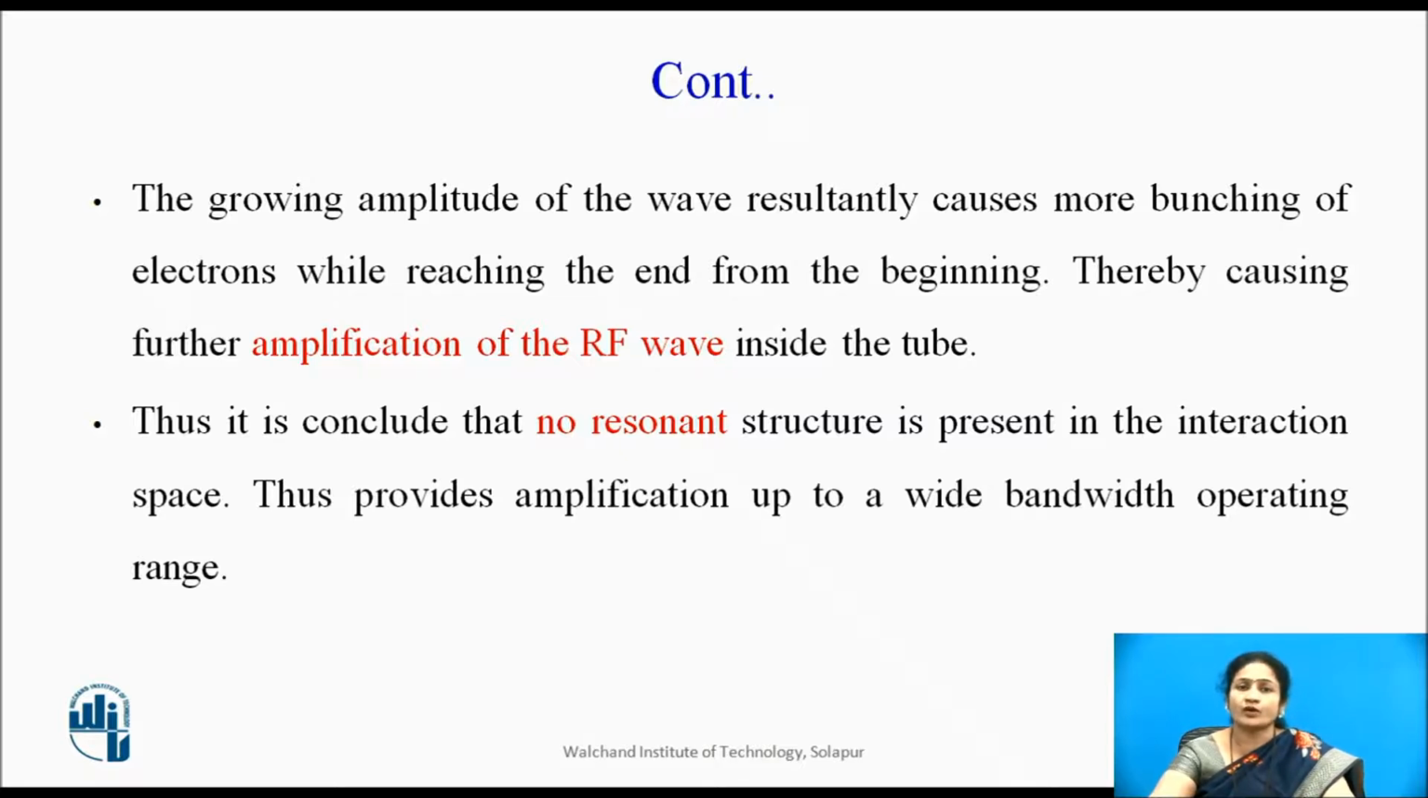Thus the growing amplitude of the wave causes more bunching of the electrons, while going from the beginning to the end. The output we receive at the end is an amplified output. Thus, it is concluded that no resonance structure is present in the interaction space. Thus, it provides amplification over a wide bandwidth for the operating range.